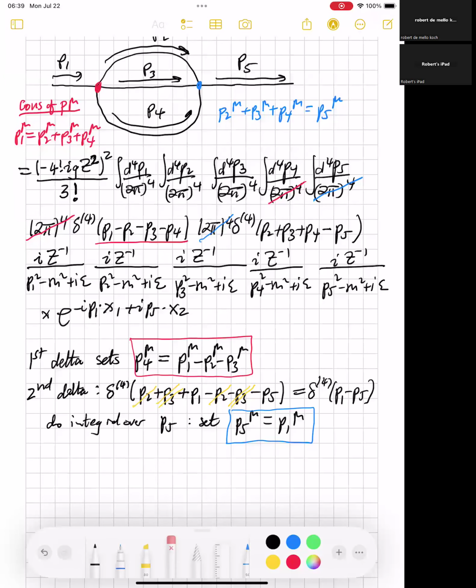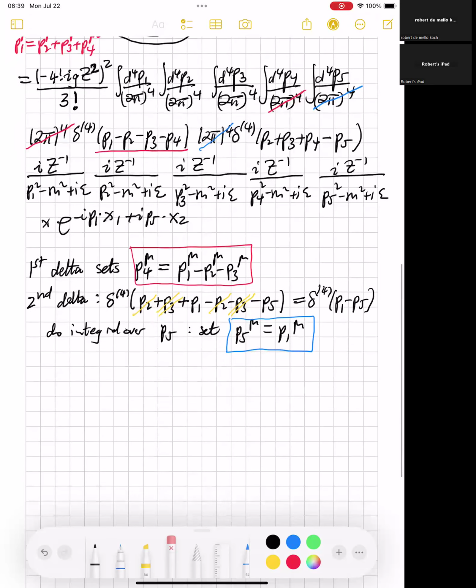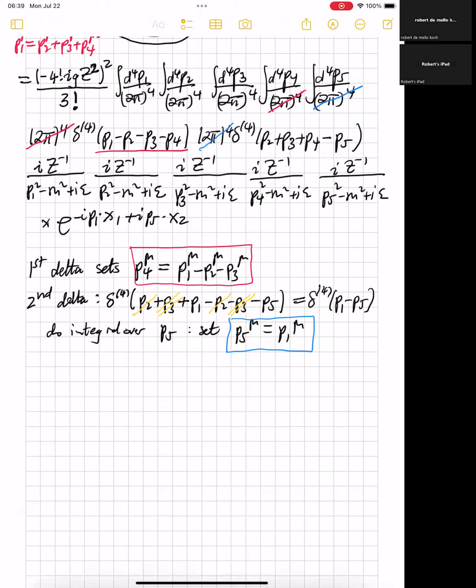Okay, so let's now write down the result after we have used these two delta functions. The first thing I'll do is write this integral, d^4p1 over (2π)^4, together with this exponential, e to the minus i p1 (x1 minus x2), where p5 must be replaced by p1 because of the delta. The reason I want to do that is that everything in the square bracket will be the Fourier transform of this Feynman diagram.